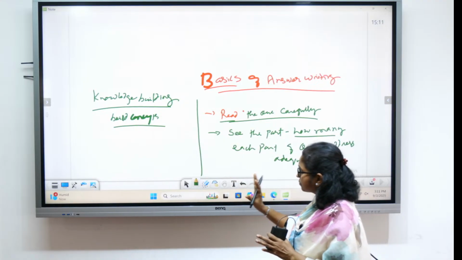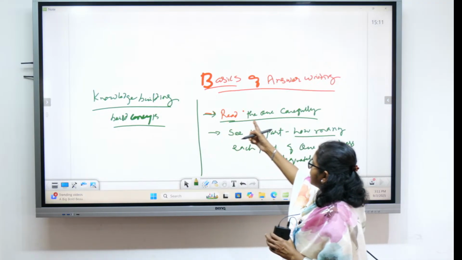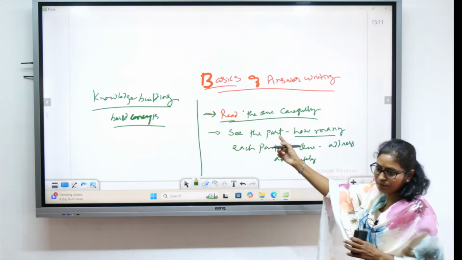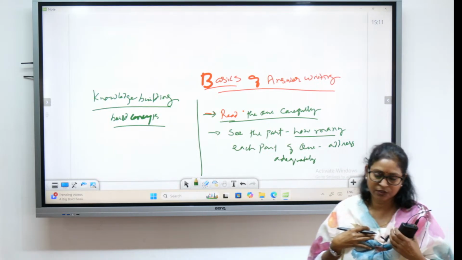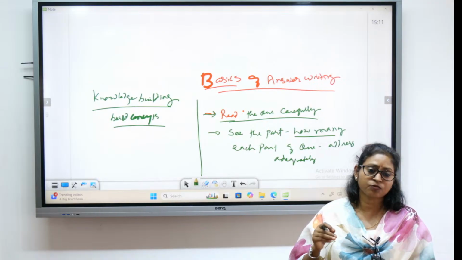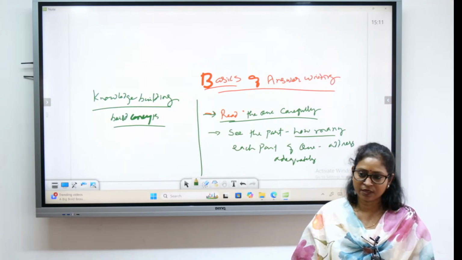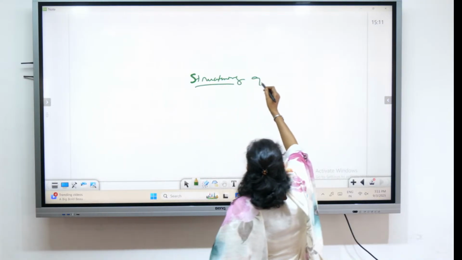If your knowledge is good, then when the question comes in front of you, you have to read the question really well. Even if I have good knowledge and good clarity about the topic, if I don't read the question carefully, or if I misinterpret the question, definitely my answer will not be as per the question. Structuring of answer.